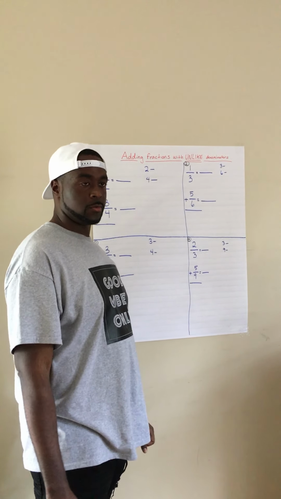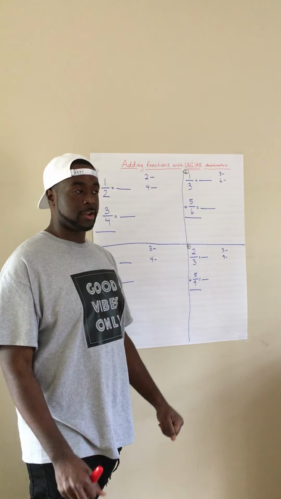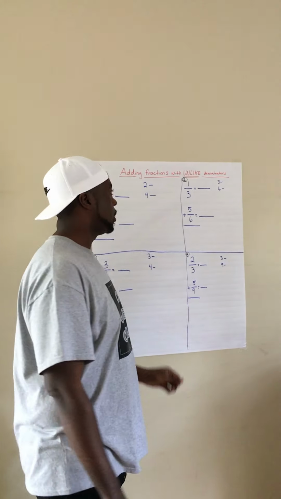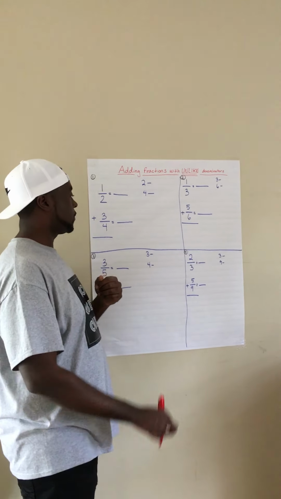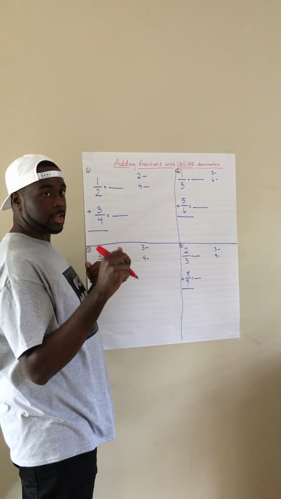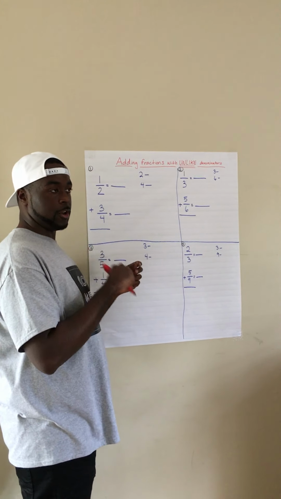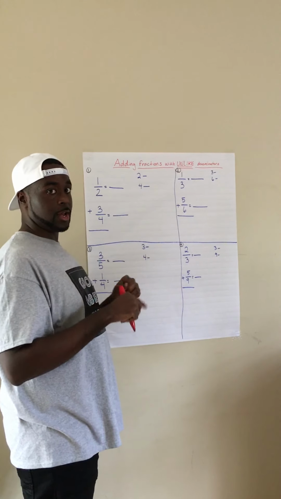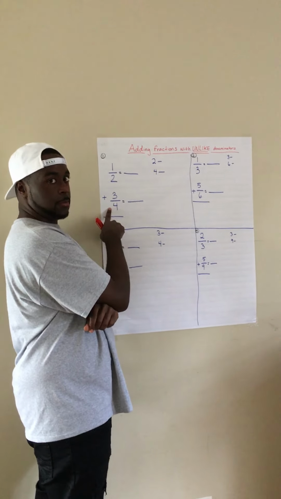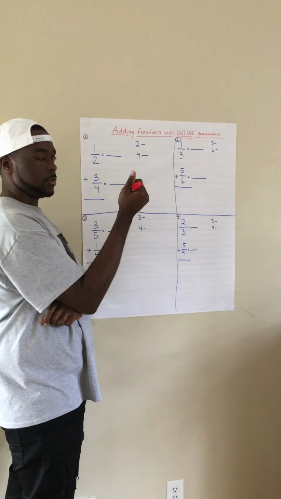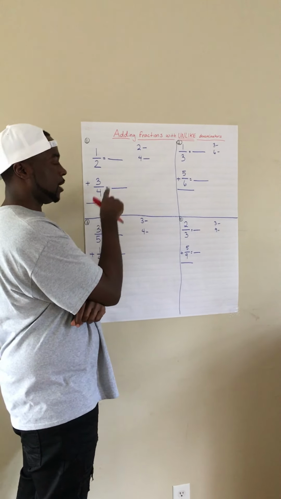So in this video, we're going to take a look at adding fractions with unlike denominators. So let's look at number one. We have 1/2 plus 3/4. Now remember in the last video when I talked about adding fractions with like denominators, I said all denominators must match. In this case, we have two different denominators, 2 and 4. So we can't add this the same way we did in the other video.